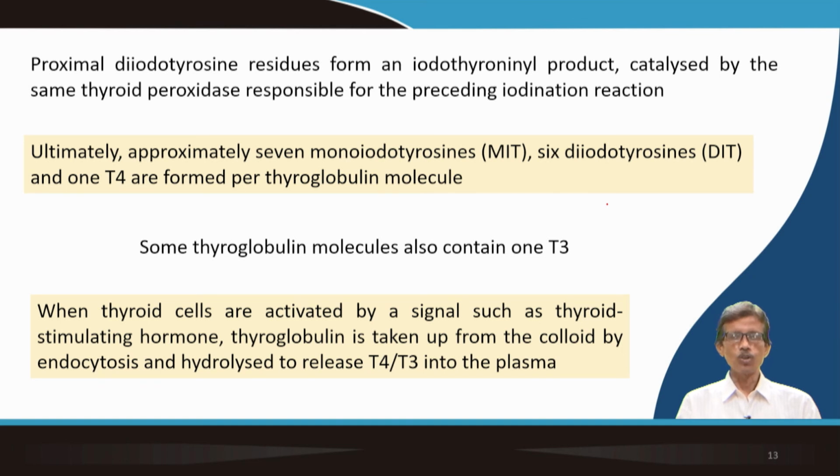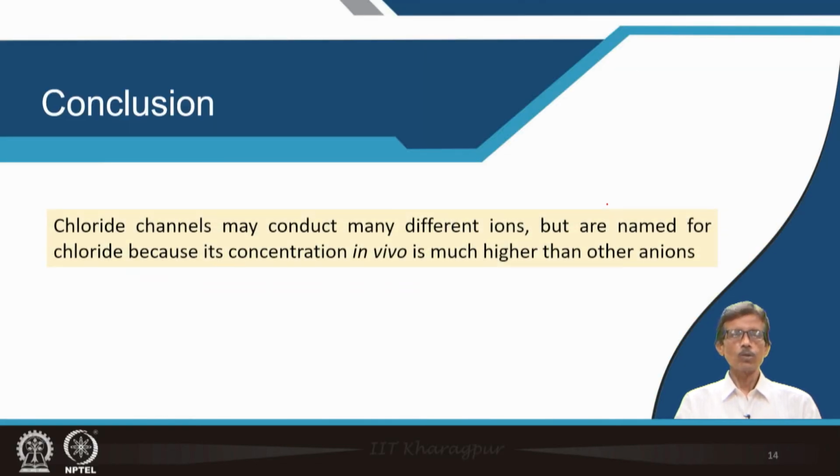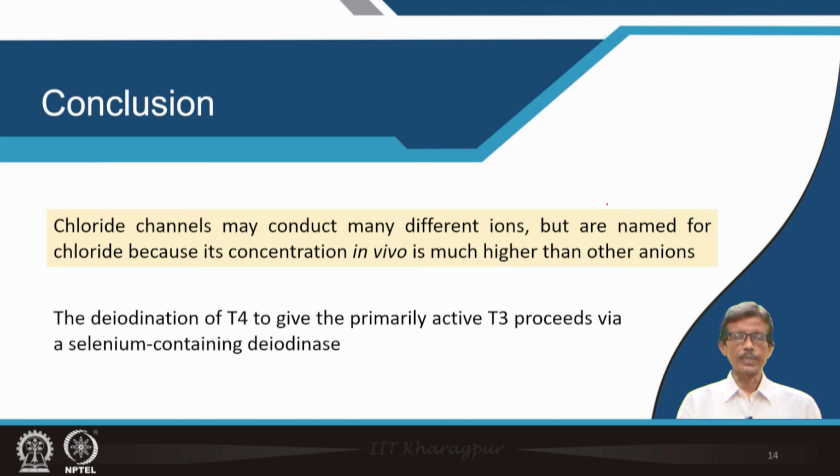So, what is that ratio? Because hydrolysis can take place to release the corresponding T3 and T4 into the plasma, which is also required for the proper functioning of your thyroid cells. So, in conclusion, your chloride channels may conduct many different ions, but are named for chloride because its concentration in vivo is much higher than other anions. If the concentration is higher, it will be transported nicely through proper selectivity.